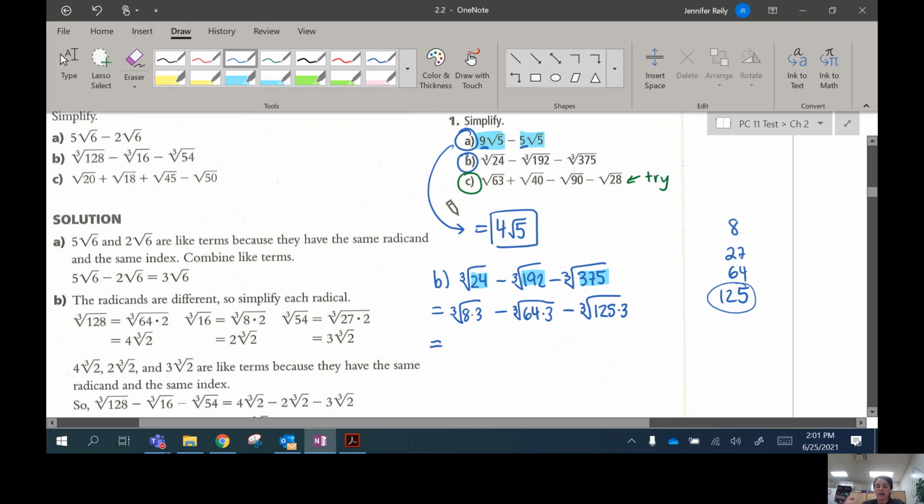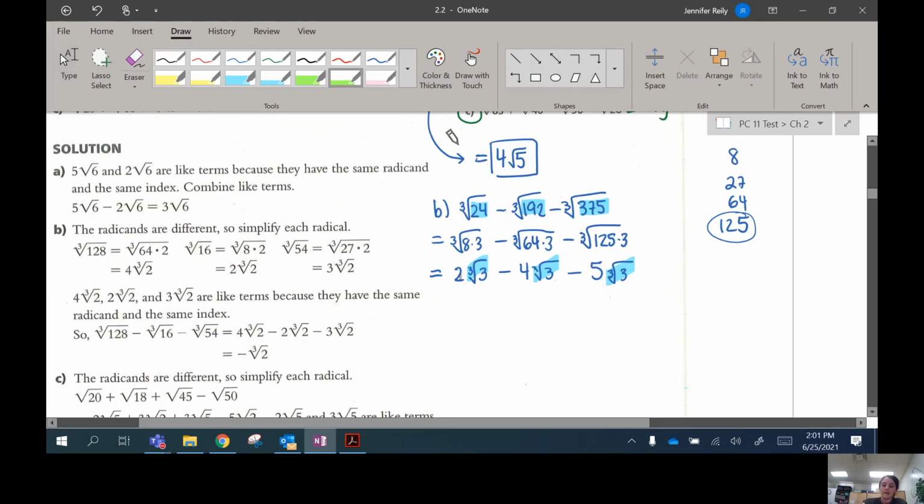Okay, and then we evaluate the parts that we can. So cube root of 8 is 2, leaves a 3. Cube root of 64 is 4, leaves a 3. And cube root of 125 is 5, leaves a 3. Look at that. Now all of them actually are like radicals. They all have a cube root of 3, and so we can just add or subtract the coefficients together. So we're going to do 2 minus 4 minus 5. So that would be negative 7. And then we leave the cube root of 3.